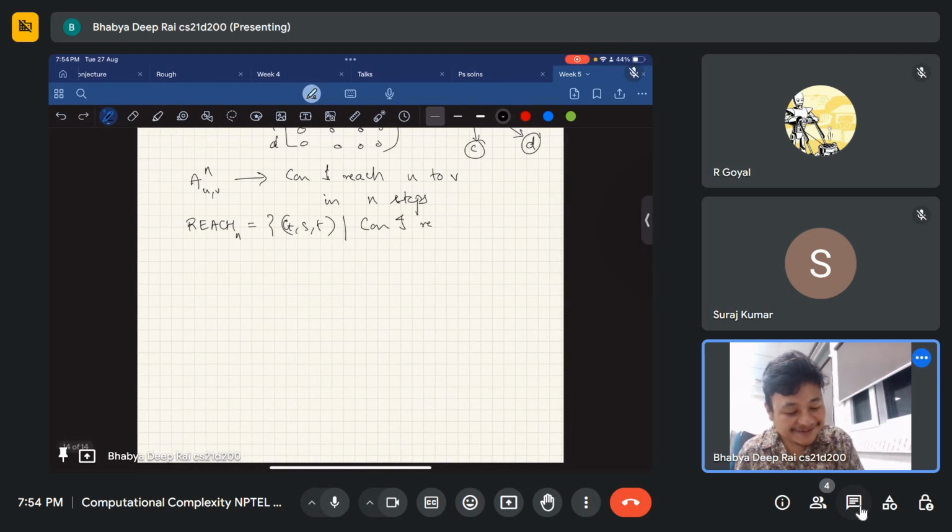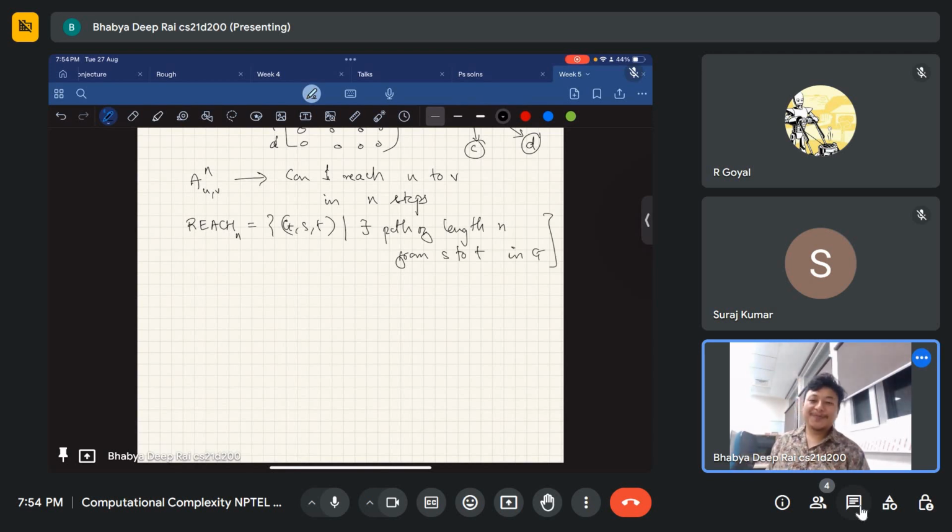Reach n is the set of G, S, T such that there exists a path of length n from S to T in G. Exactly n. So this is reachability.